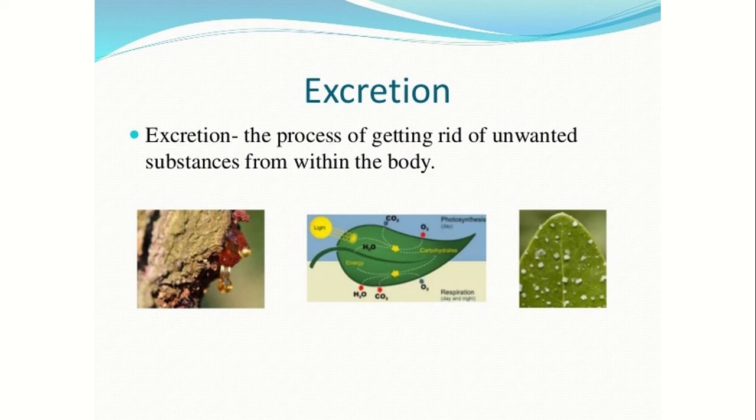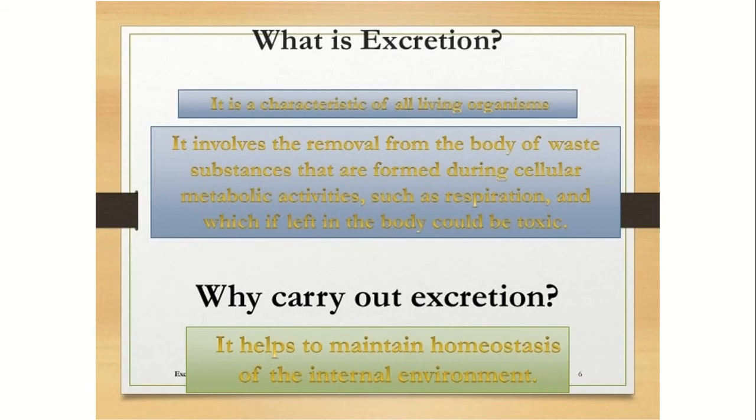First, we have to know what the definition of excretion is. It is a process of getting rid of unwanted substances within the body of a plant. It involves the removal of waste from the body that is formed during cellular metabolic activities such as respiration, and which, if left in the body, will turn into a toxic substance. So why carry out excretion? It helps maintain homeostasis of the internal environment.